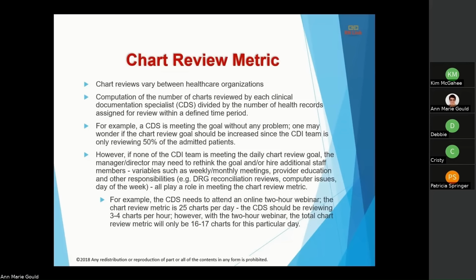Variables such as weekly or monthly meetings, provider education, and other responsibilities, like doing your DRG reconciliations, or computer issues, or what day of the week it may be, all play a role in the chart review metric. Another example: the CDS needs to attend an online 2-hour seminar. If the chart review metric is 25 charts per day, the CDS should be reviewing 3 to 4 charts per hour. However, with the 2-hour webinar, the total chart review metric will only be 16 or 17 charts for that particular day. So you have to account for variables when you're setting up your benchmarks for your KPIs.